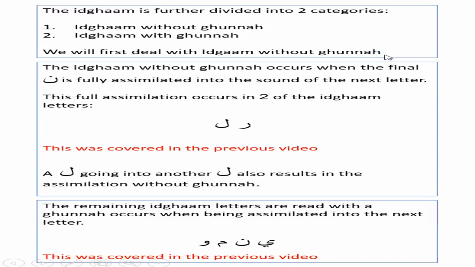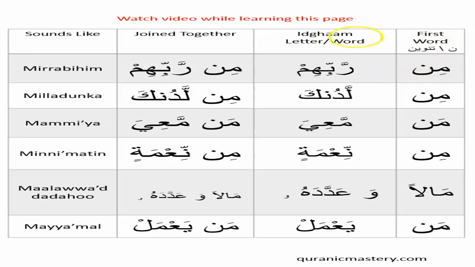So if we have a look here, these are the examples that we can take. Remember, if there is no haraka on a letter, no diacritic mark on a letter, then that will be taken as a sakin. All right, so we can see the first word is min and the second word is rabbihim. So that is what's going to be merged into.